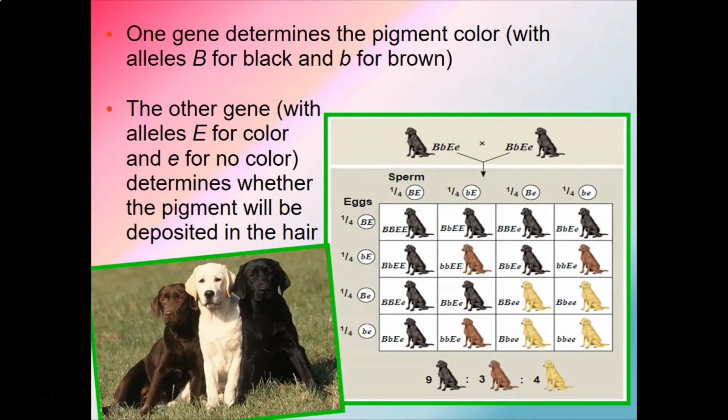And if you don't have the other gene that basically says, are you going to put pigment inside the hair? If you don't have the E gene dominant, then even if you're big B, or a little b, you're going to be yellow, right? No pigment. That's epistasis, right?